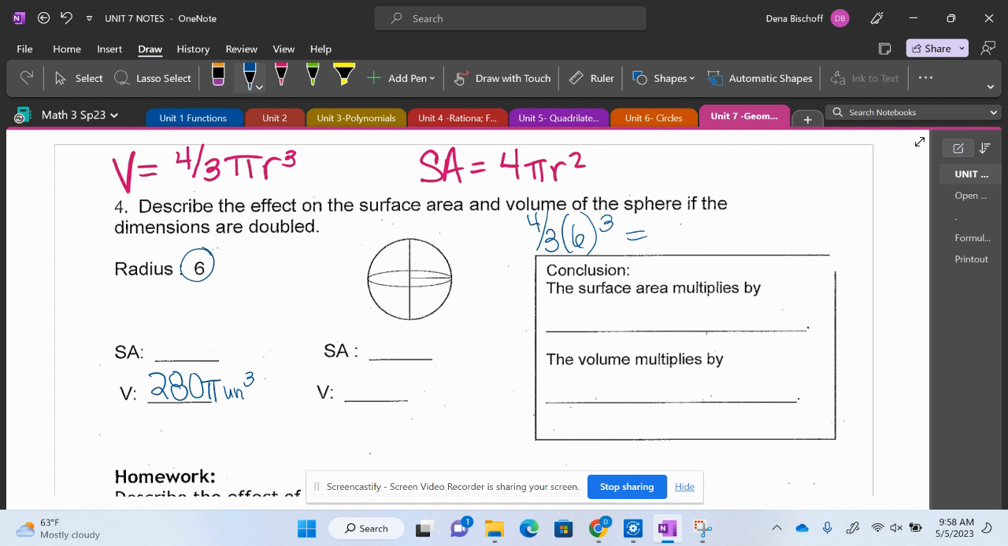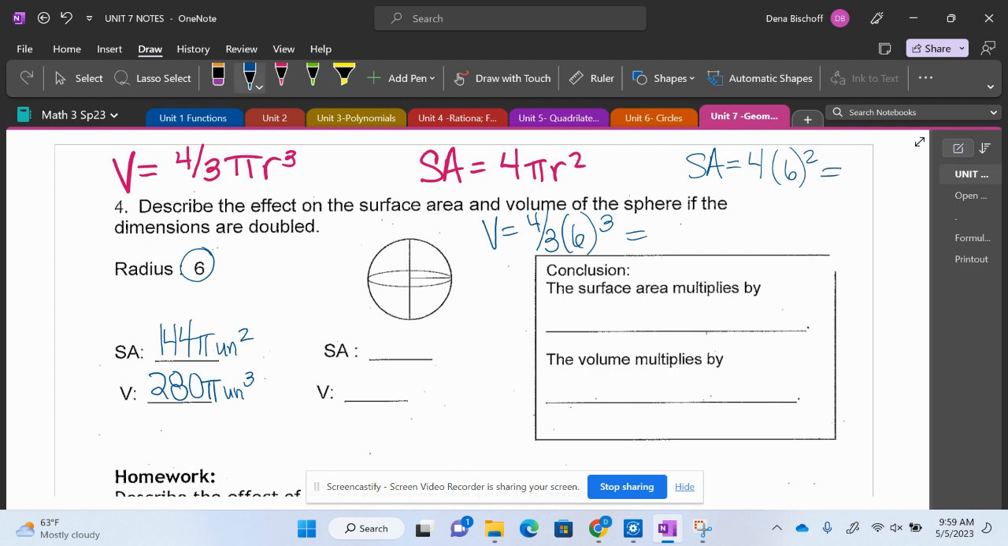So let's talk about the surface area. Sorry, I didn't label that. So my surface area, I'm going to take 4 times my radius squared. I think that's 144. Yeah. So 144 pi units squared.